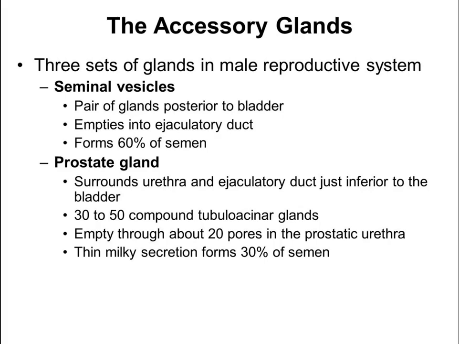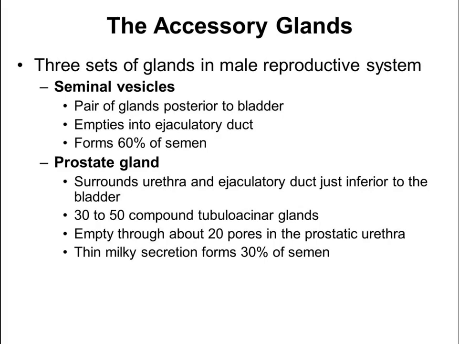Three sets of glands in the male reproductive system make up what we call accessory glands. The first are the seminal vesicles. This is a pair of glands that lie posterior to the bladder, and they empty into the ejaculatory duct, and they form about 60% of semen.